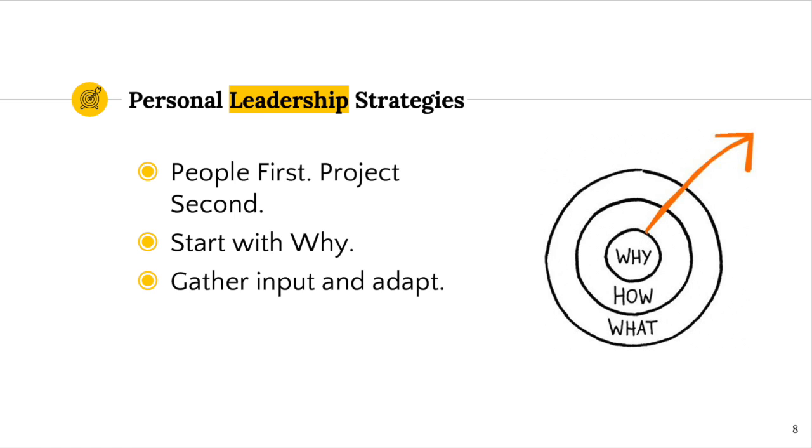The second thing is I love Simon Sinek's Start with Why. You have to start with why and cast a vision powerfully.